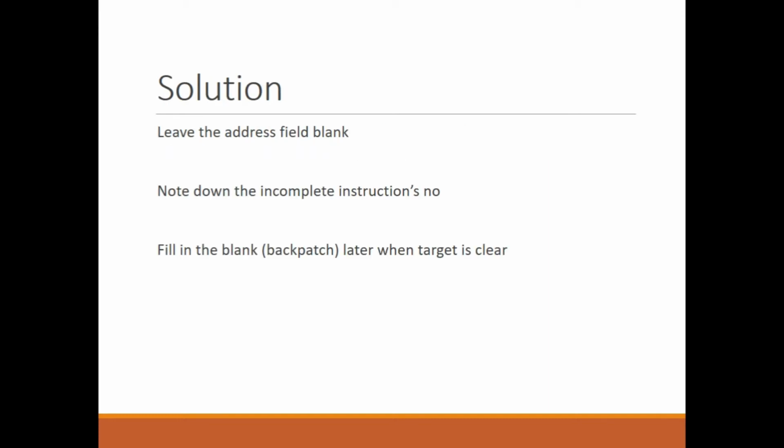So the solution for this problem is to leave the address field of those instructions blank and move on to the next instructions. And when we are clear enough about what instructions have to be placed in that address field, then we come back to those instructions and backpatch the addresses of those instructions. So we need to save the line numbers of the instructions that need to be backpatched.